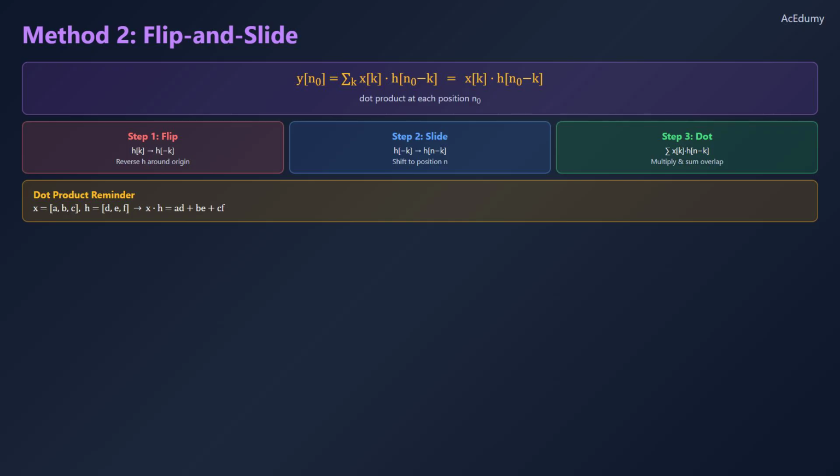Method 2 is called flip and slide, also known as the dot product method. First, flip h of k to get h of negative k. This reverses the signal around the origin. Then for each output index n, shift the flipped signal to get h of n minus k. Multiply x of k and h of n minus k element by element where they overlap and sum the products. This sum is the dot product of x and the shifted flipped h. Slide h one position at a time across x, computing the dot product at each step.